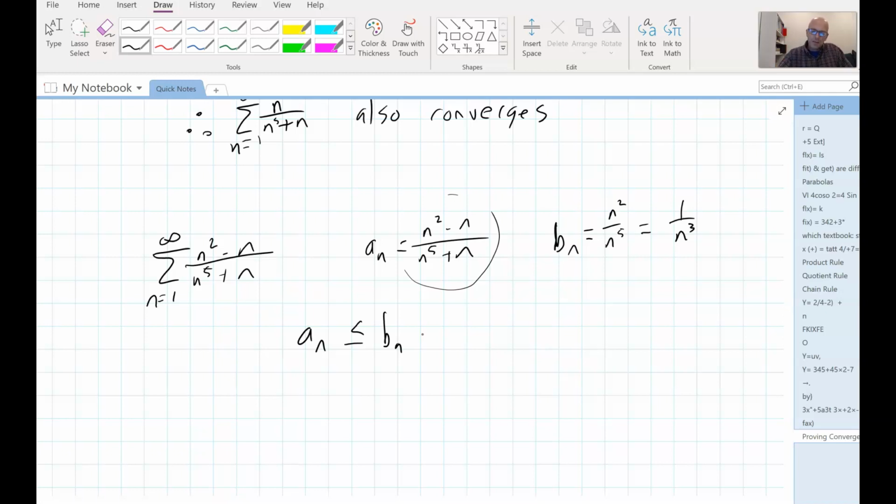Well, I think it's still possible, isn't it? Because the top in this case is always going to be smaller than that top, right? And the bottom is always going to be bigger. So I'm going to say, yeah, this still works.